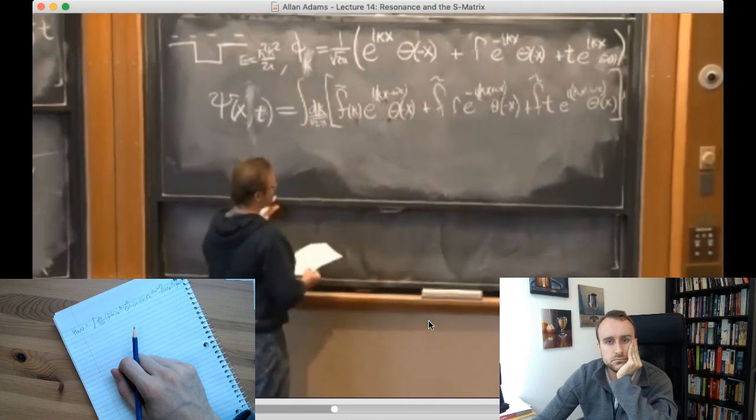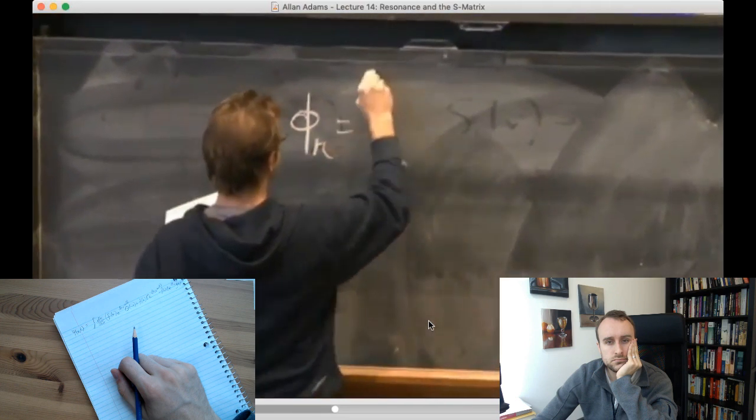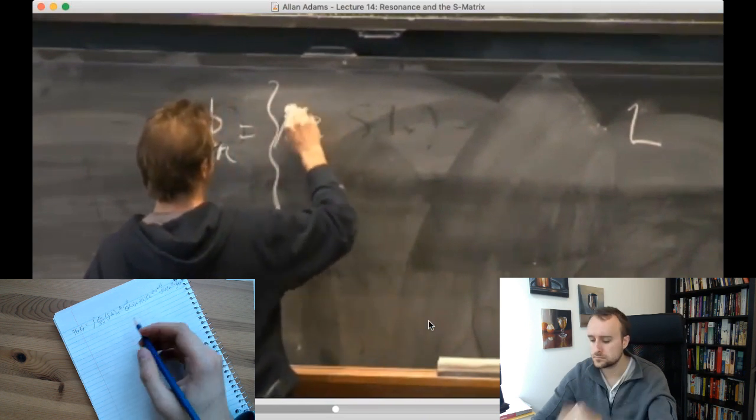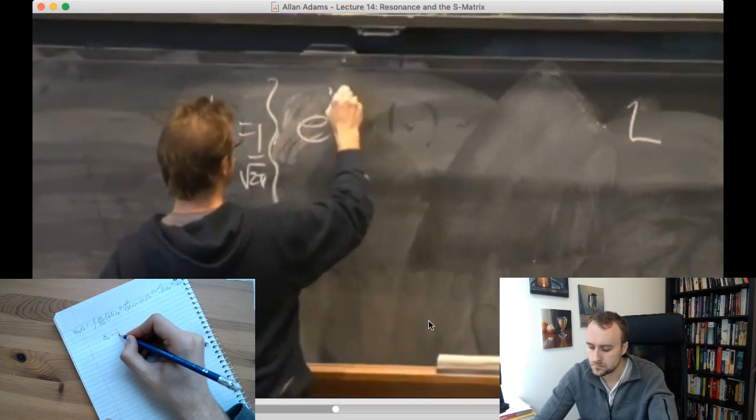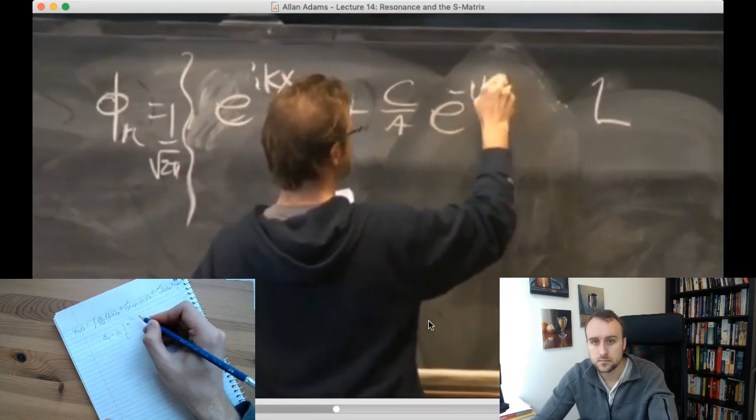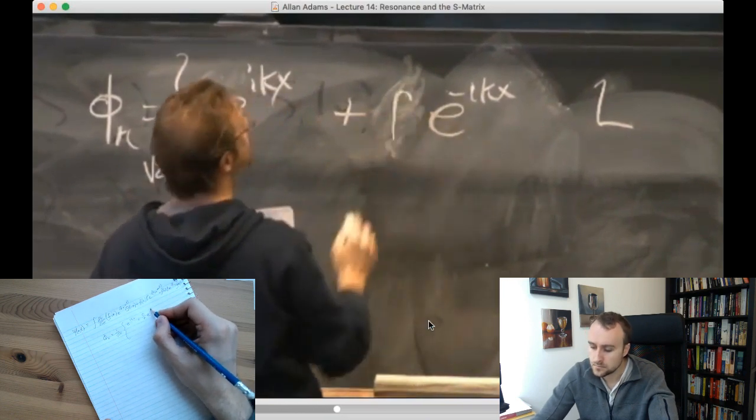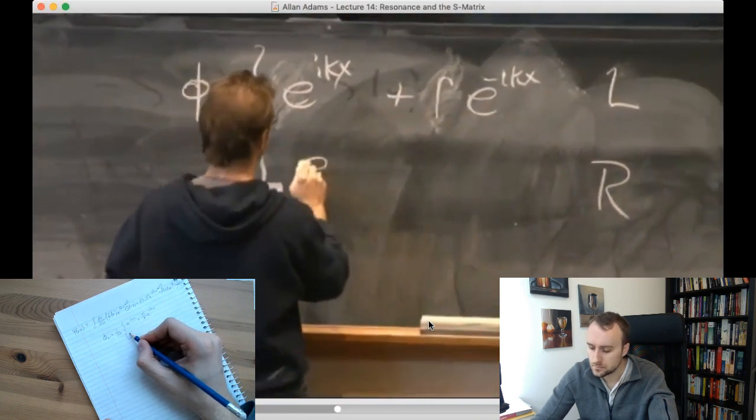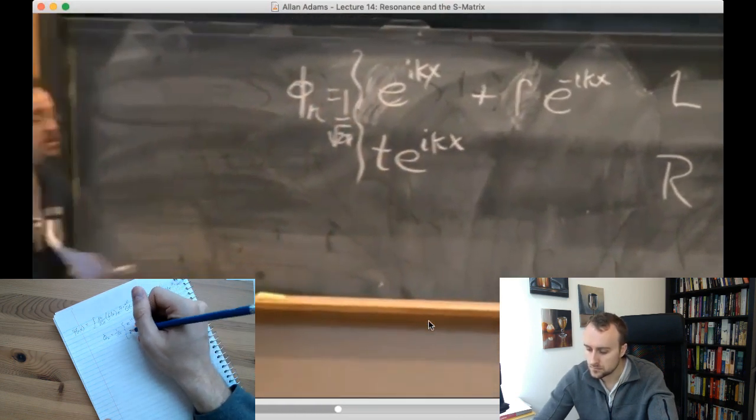Oh, good. Okay, so this is just a notational thing. Usually I say phi sub k is equal to, on the left, e to the ikx with some overall amplitude, let's say 1 over 2 pi, times e to the ikx plus c over a e to the minus ikx. Because this is the reflected wave, I'm just going to call this r. And on the right, there's only a wave traveling to the right, e to the ikx, and the coefficient is the transmission amplitude. So this is what we normally write.